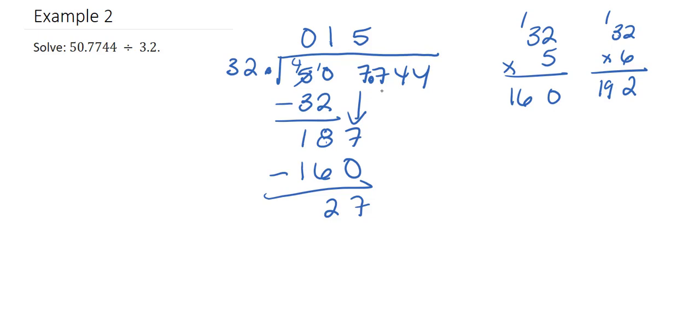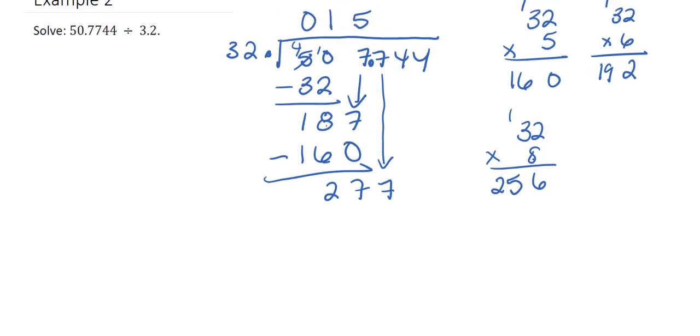And now we can go ahead and bring down that second 7. So now 32, let's go times 8. 2 times 8 is 16, carry the 1. 3 times 8 is 24, plus 1 is 25. And so we can see that if we added just say 30, not even 32, we would get to 280. So we know that it can only go into it 8 times.